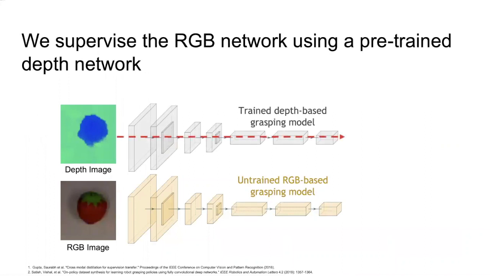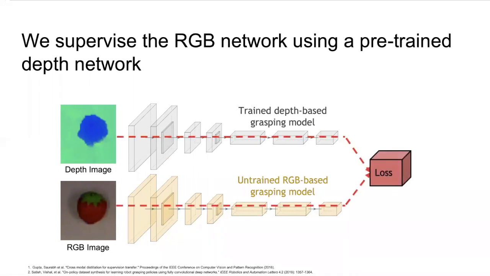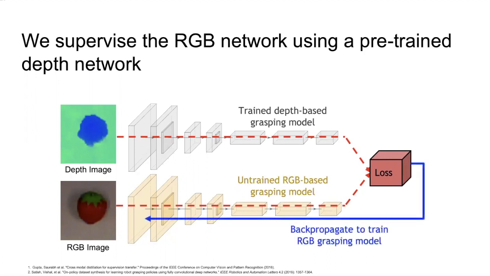Because this is an opaque object, the depth network outputs reasonable predictions about how this object should be grasped. We then use this prediction to supervise the training for the RGB network. The RGB network is trained to imitate the output of the depth network for these opaque objects. As a reminder, this method only requires paired images. We do not require any real grasps.